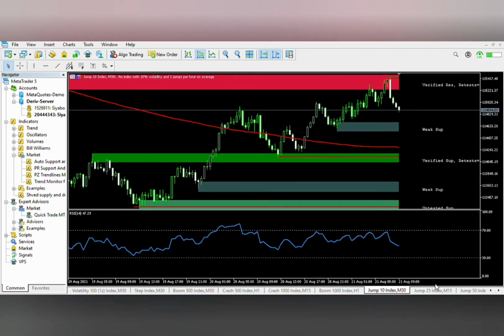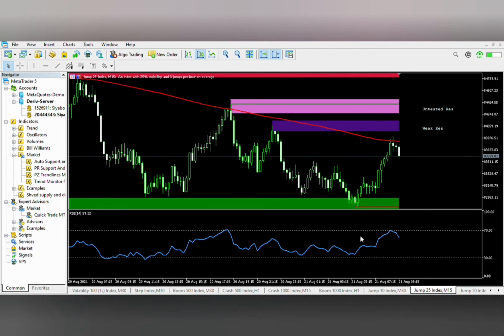So I'm looking to follow the trend. I'm looking to go where the market shows me it's going. I'm looking for the break of the swing highs and the swing lows, then I follow the trend.